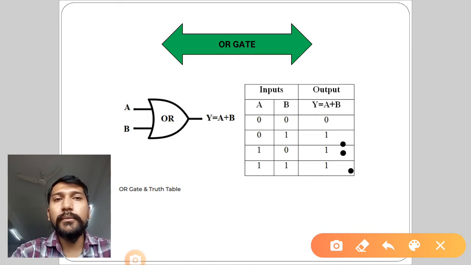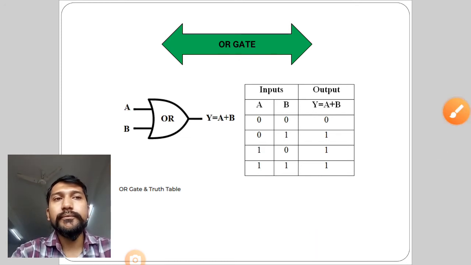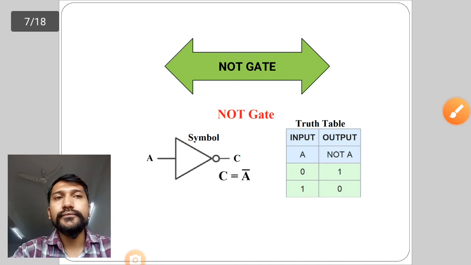So this is the truth table and symbol of the OR gate, the 2 input OR gate. There is a question in the exam: draw the symbol and truth table of the OR gate. The OR gate performs addition. 1 plus 1 is considered as a high value. So let us move to the third important gate, that is your AND gate.